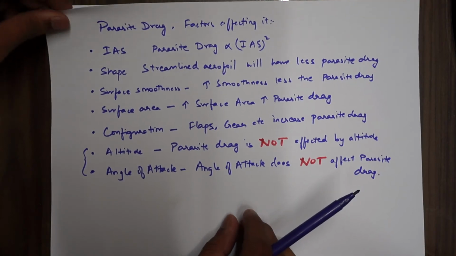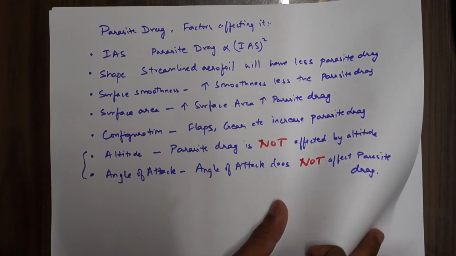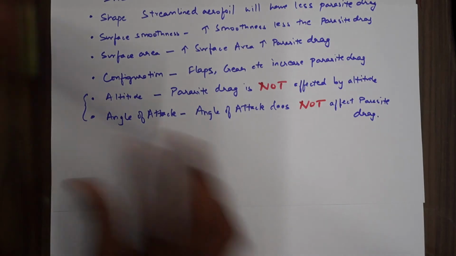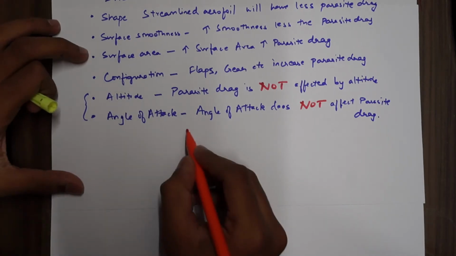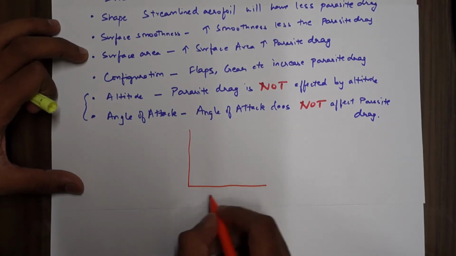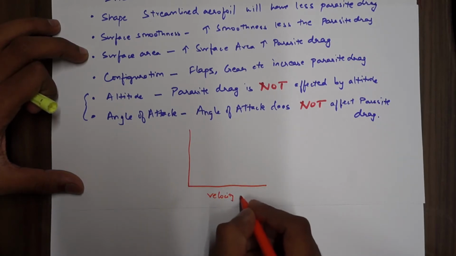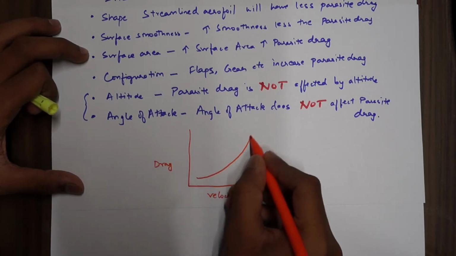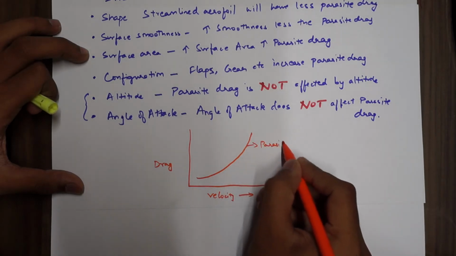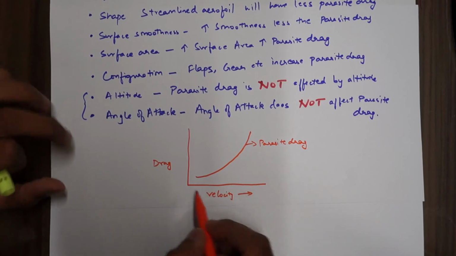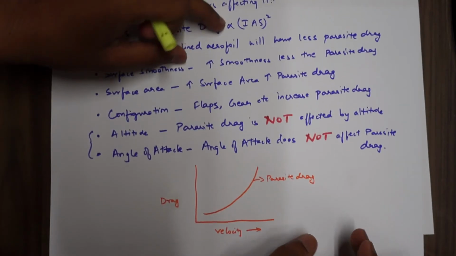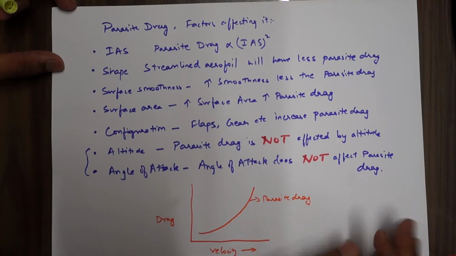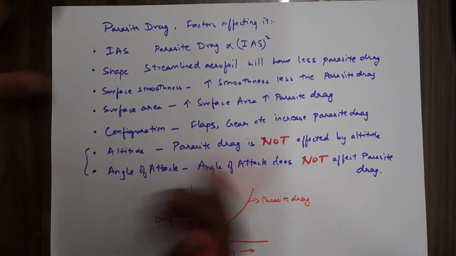Alright, so now we'll discuss induced drag. Before that I'll just draw a simple figure so that we can remember parasite drag in terms of velocity. So this is your, say, velocity, and this is your drag. So parasite drag will increase like this. This is parasite drag. With increasing velocity, as I mentioned, parasite drag is the square of the indicated airspeed, so as you increase the velocity, your parasite drag will increase.